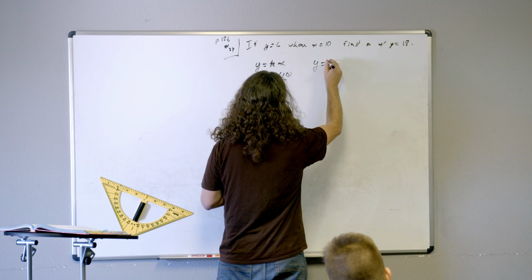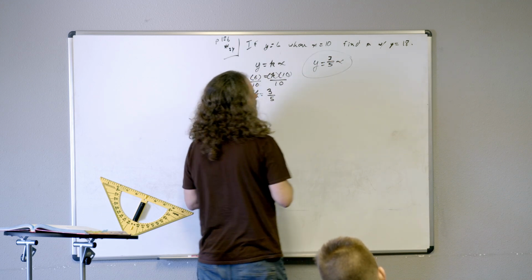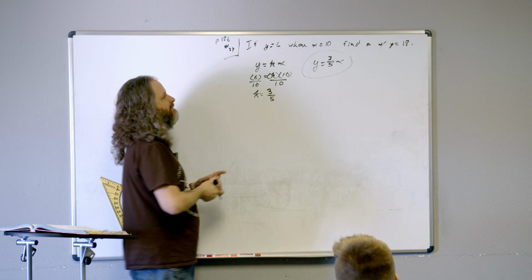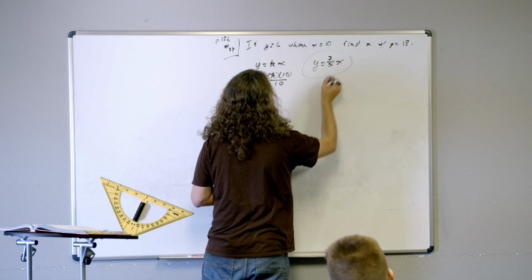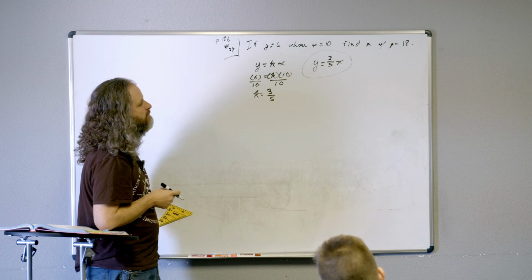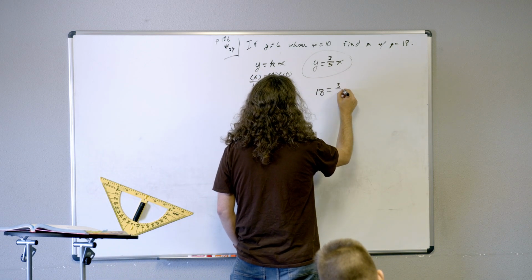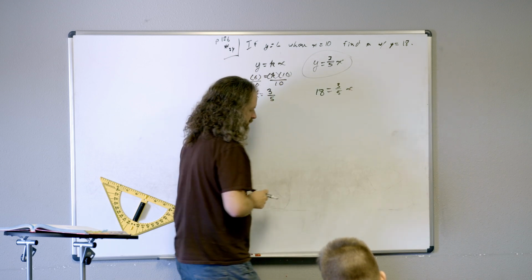Substitute in. Yes, and we need to write the equation, right? Because it asks for the equation. So this, circle it. Then what? Yeah, so which one are we going to substitute? Okay, put an 18 right there equals 3/5 x. Now what?